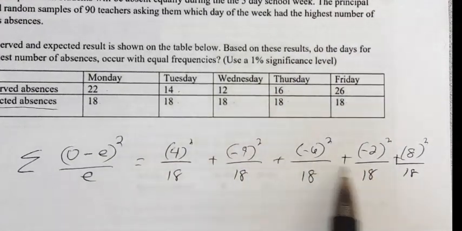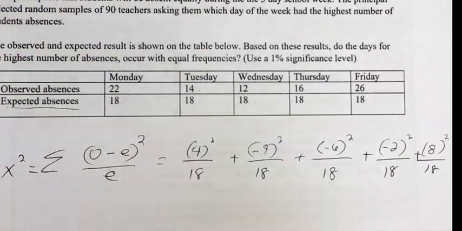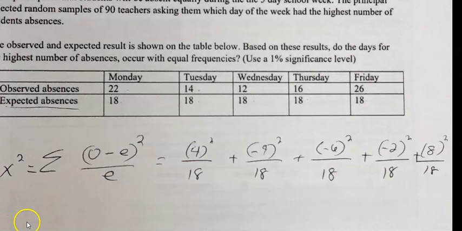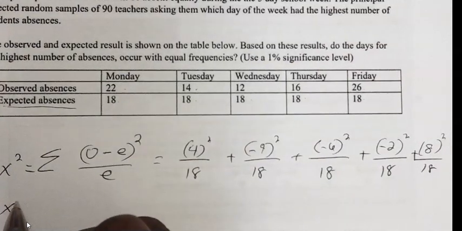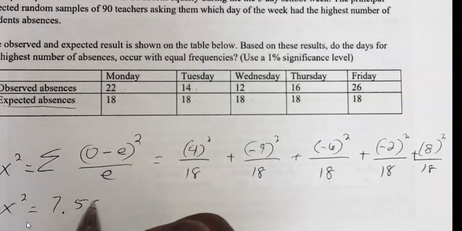And we'll plug this in our calculator, and we'll find the sum there. This is going to be our chi-squared value. So chi-squared is equal to that sum. When I plug it in, assuming it's all done correctly, our chi-squared will be 7.55.